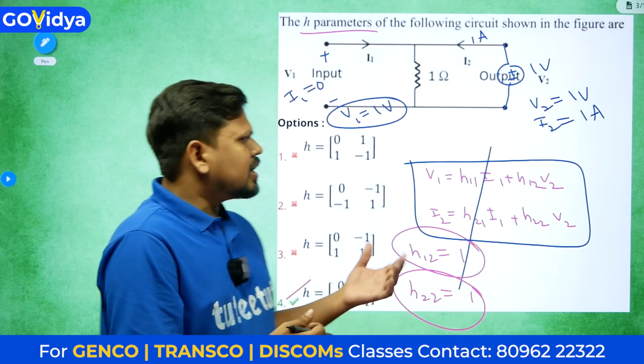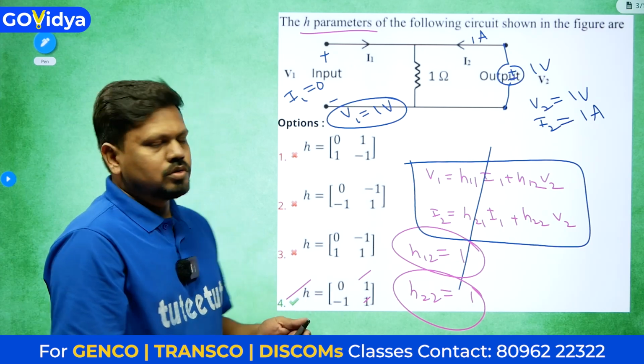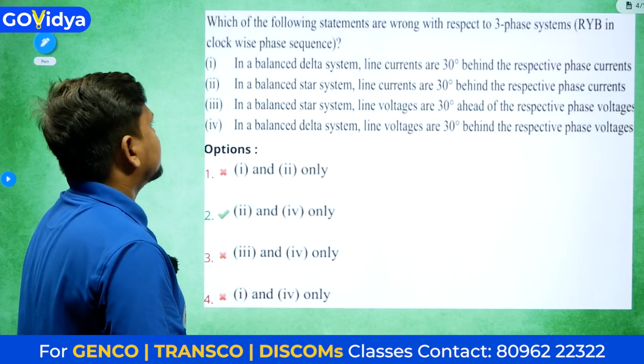Understanding, right? Similarly, so many models are there from the 2-port network, and these are important also. So let's see the next question.